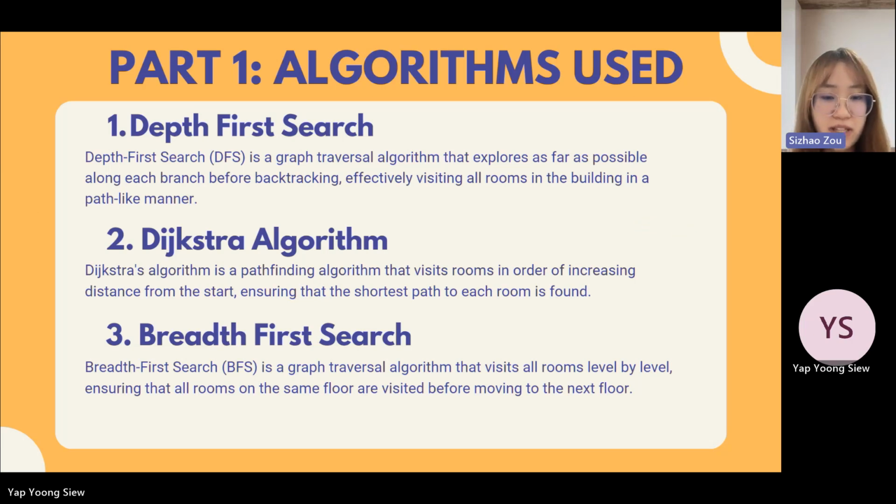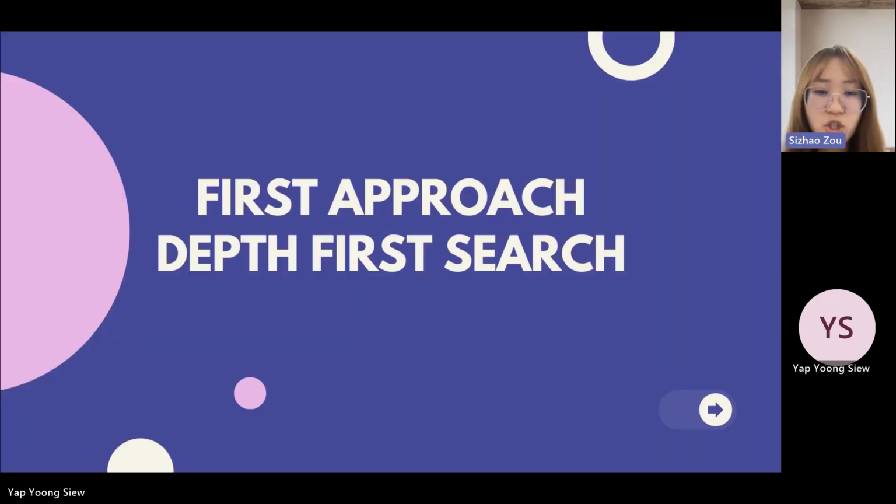And third one, we use BFS algorithm. So this algorithm is also a graph traversal algorithm that visits all the rooms level by level, ensuring that all the rooms on the same floor are visited before moving to the next floor. And next, I'm going to introduce DFS.